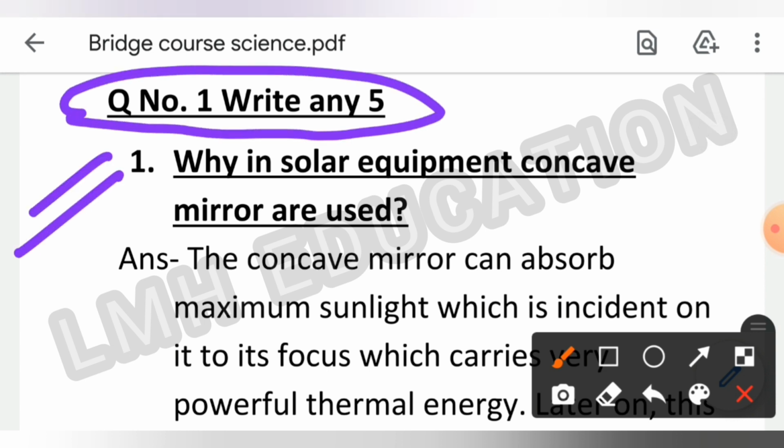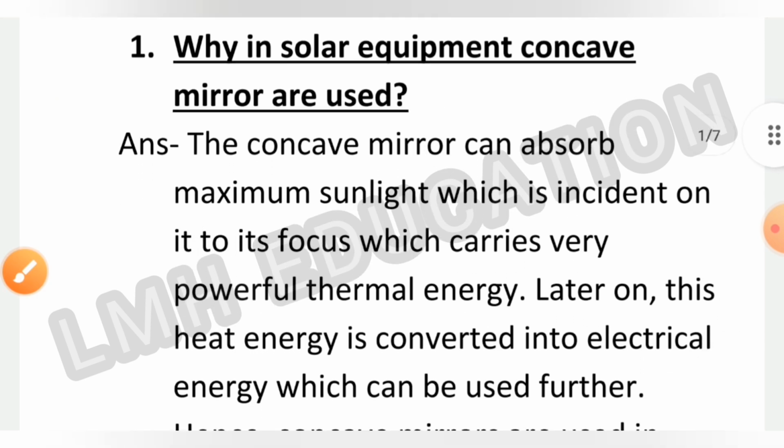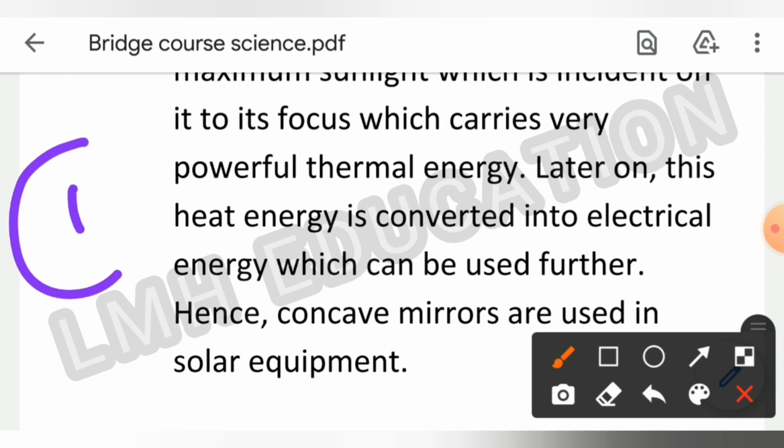So this one is the first question and the answer is, the concave mirror can absorb maximum sunlight which is incident on it to its focus, which carries very powerful thermal energy. Later on, this heat energy is converted into electrical energy which can be used further. Hence, concave mirrors are used in solar equipment. So, this is the answer of question number 1.